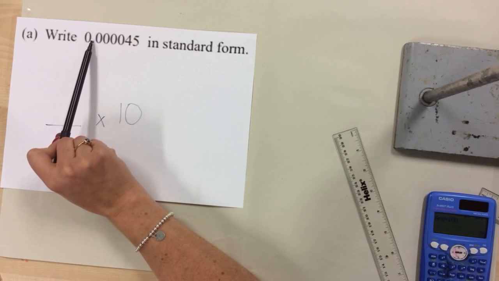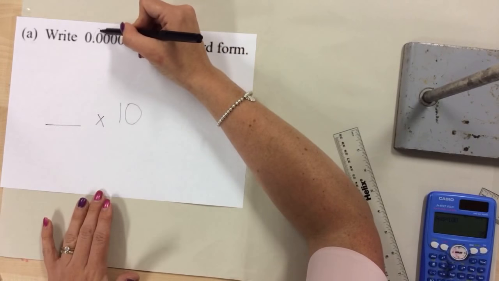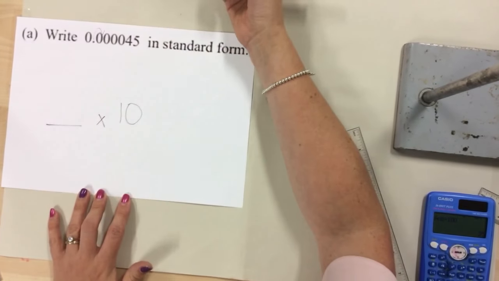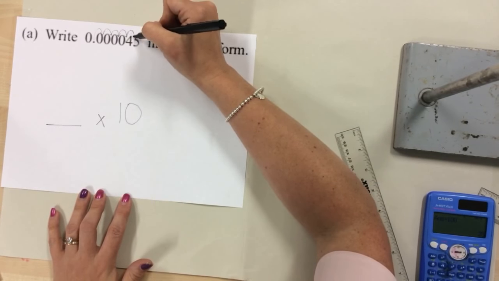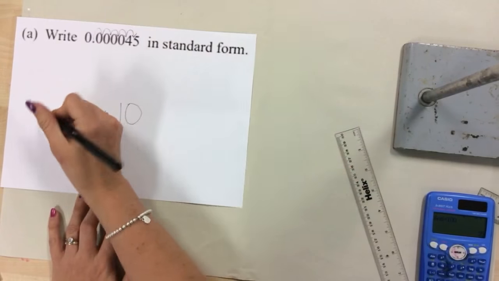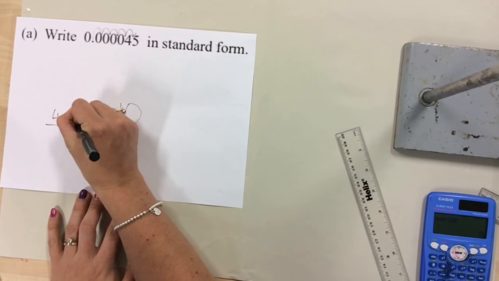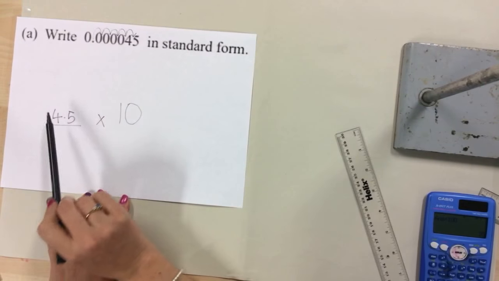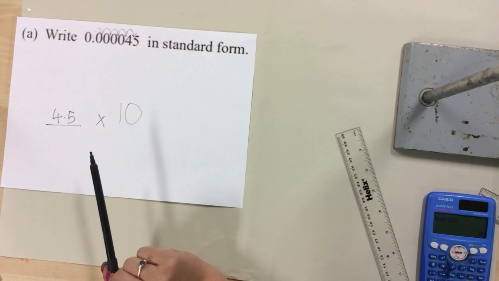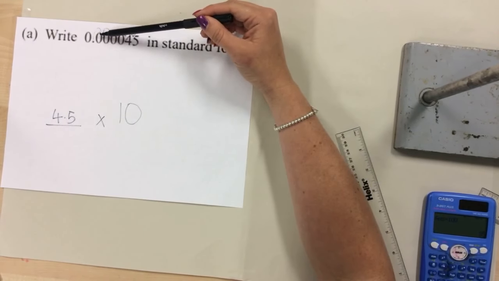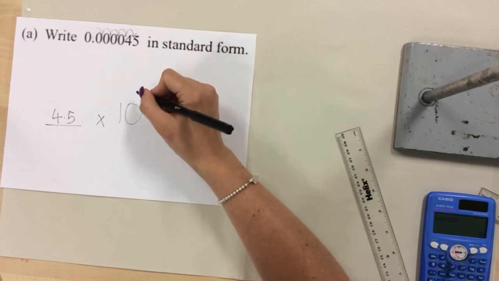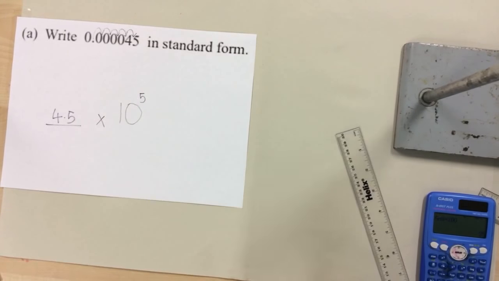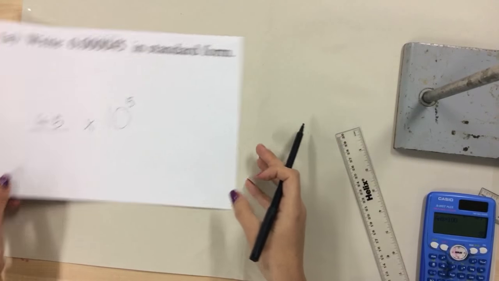So where could I move the decimal point? Well, if I move it one place, that wouldn't have a number between 1 and 10. I'd have to move it again and again and again and again. Okay, and that would give me 4.5. So 4.5 is between 1 and 10. And how many times have I had to multiply it by 10 to get to this? I've had to multiply it once, twice, 3, 4, 5. So I've had to move it 5 times. So this in standard form would be 4.5 times 10 to the power of 5.